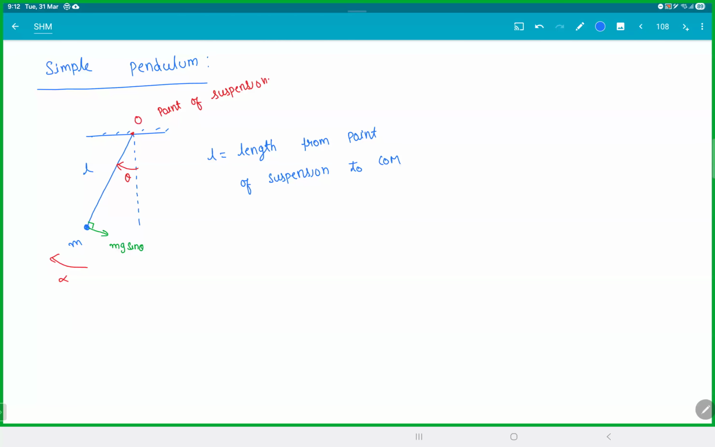So when you take the torque here, torque will be mg sine theta into L. That is equal to minus I alpha because you took alpha in the other direction. This will be mg sine theta L. It's a particle, so it is mL square alpha. So alpha is minus g by L sine theta. This is not SHM. This is actually oscillatory motion.